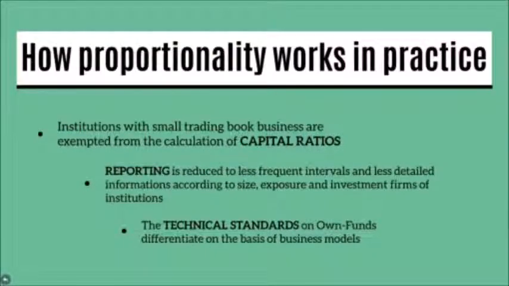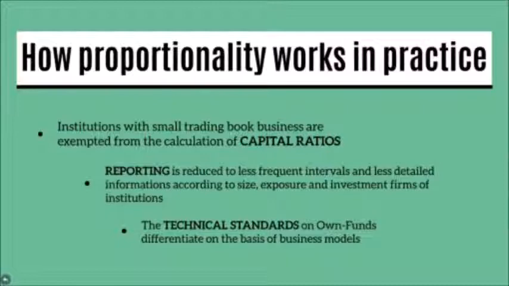For example, calculation of capital requirements for trading exposures is simplified if an institution has on- and off-balance sheet trading book business of less than 5% of total assets and 5 million euros, and less than 6% of total assets and 20 million euros. Reporting is reduced to less frequent intervals, or to less detailed information for some institutions.